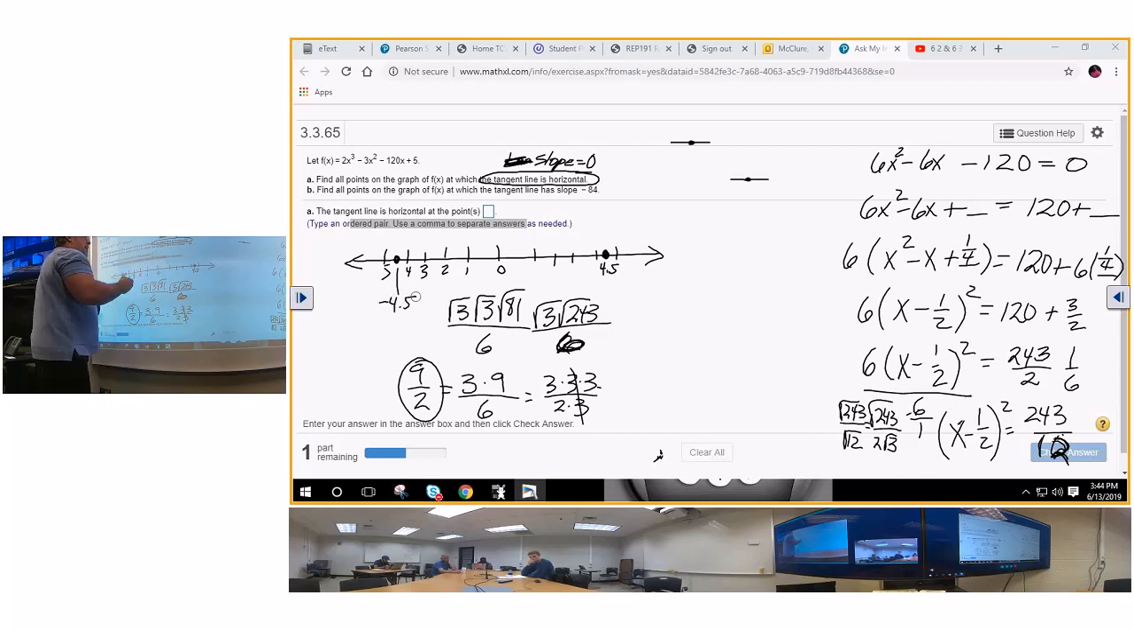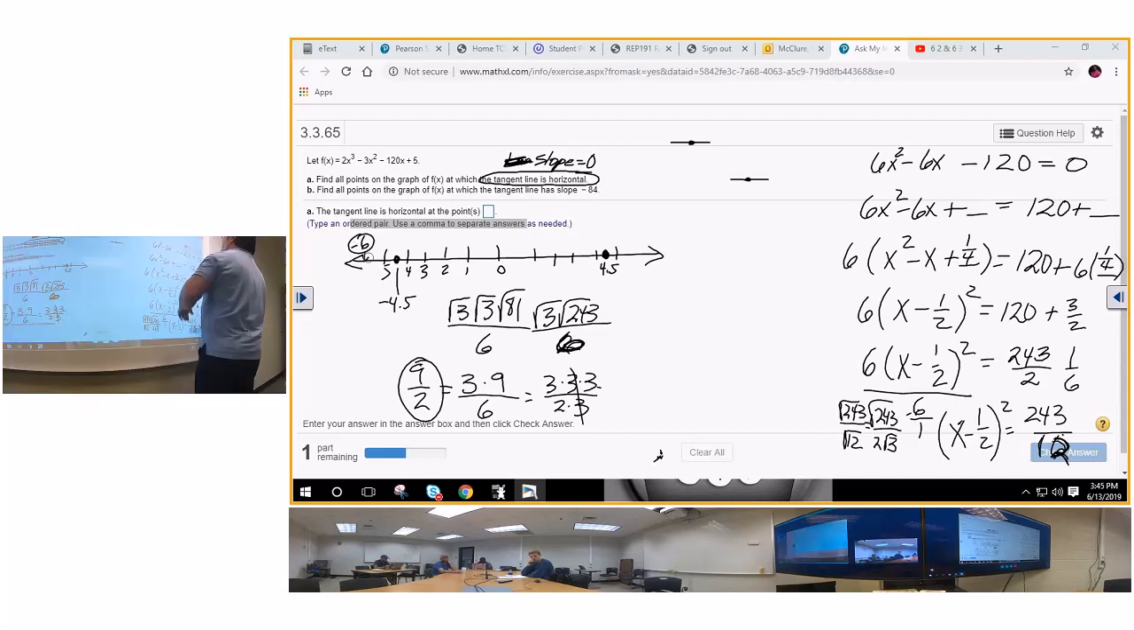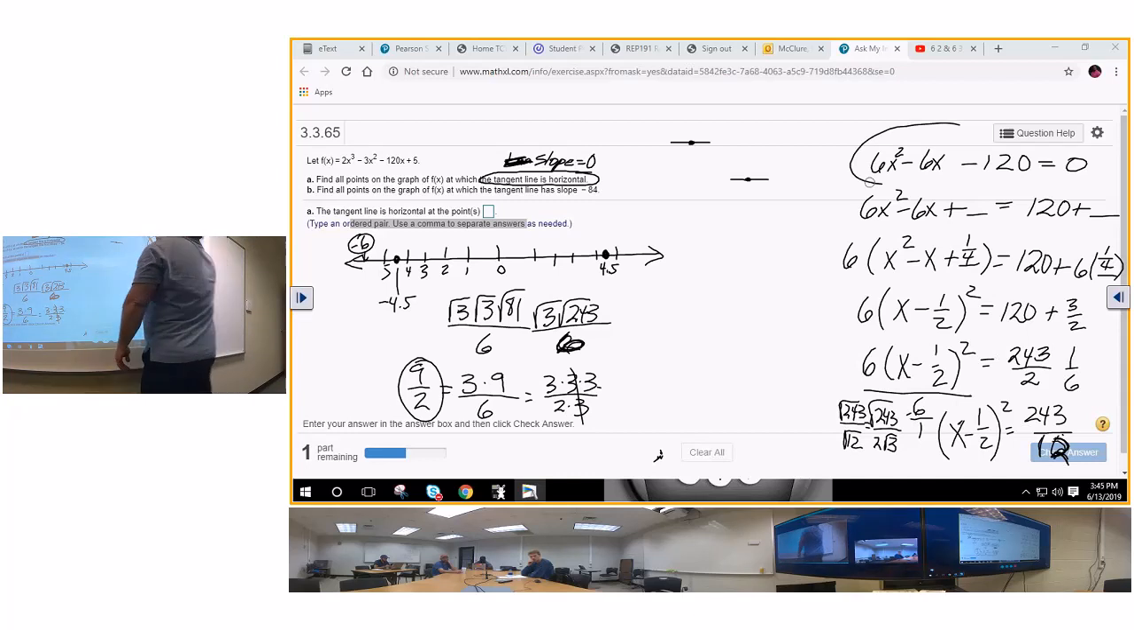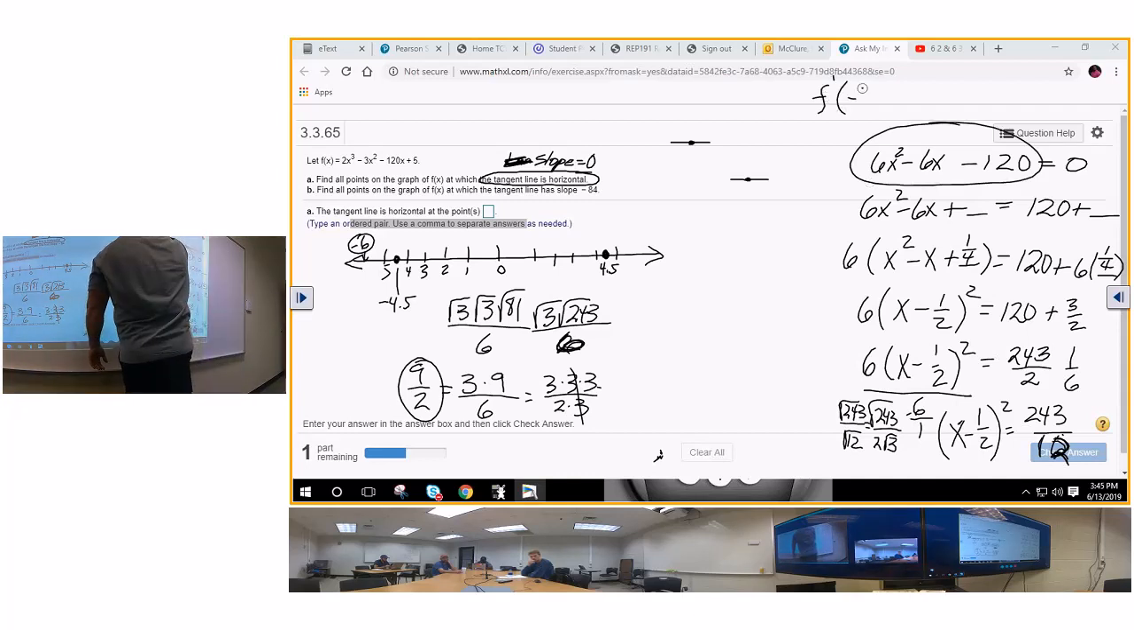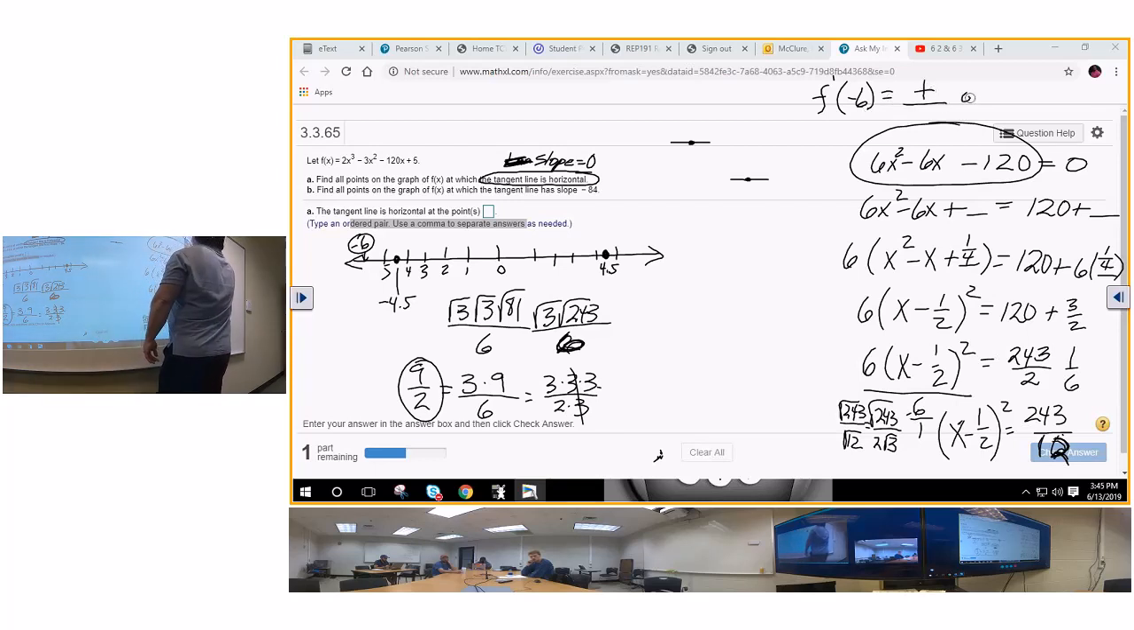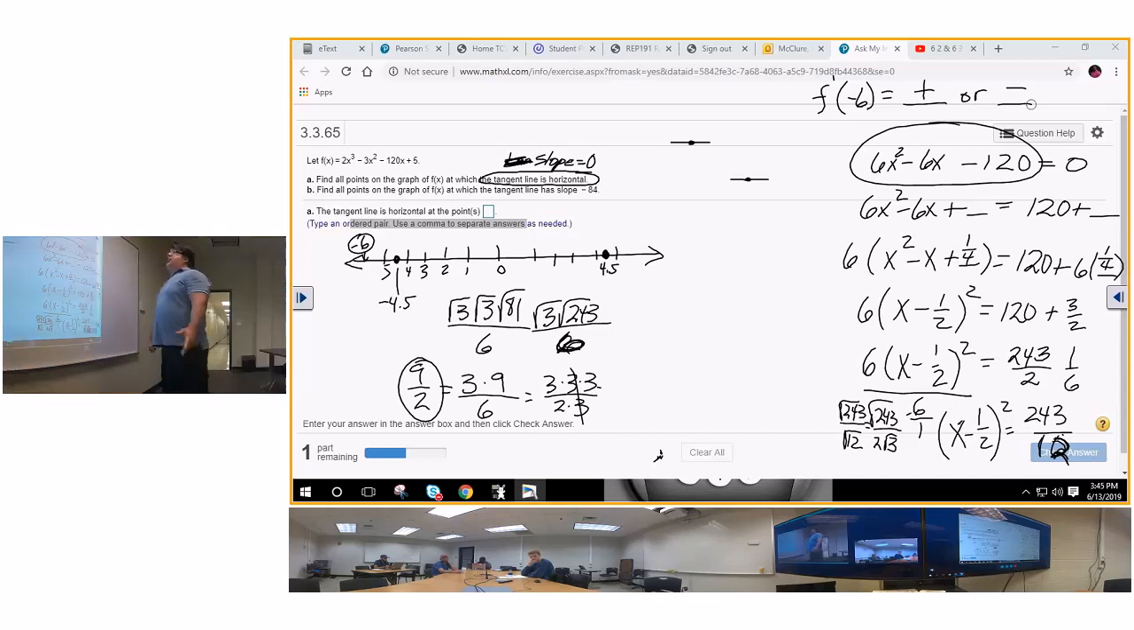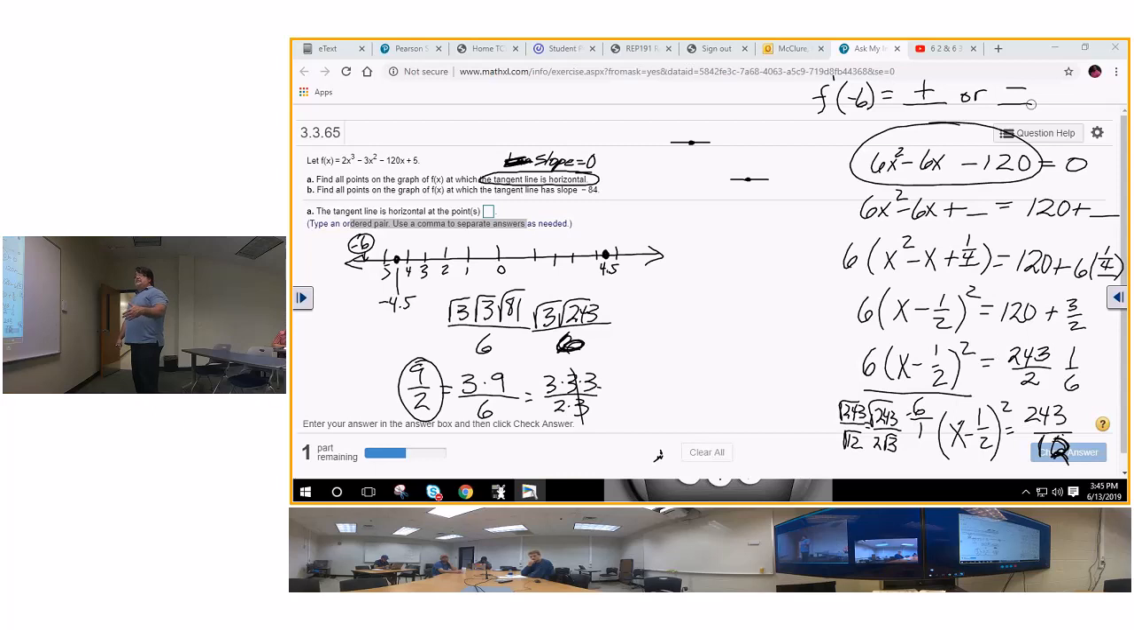So we set the numerator equal to zero, but what do we do next? Let's plug in a negative 6. Everybody with me? Negative 6. What happens when we plug in a negative 6 to our derivative? Give me f prime of negative 6, and tell me if it gives us a positive or a negative. So let's do it in our head. Negative 6 squared is what? 36. 36 times 6 is what? 200? 196?